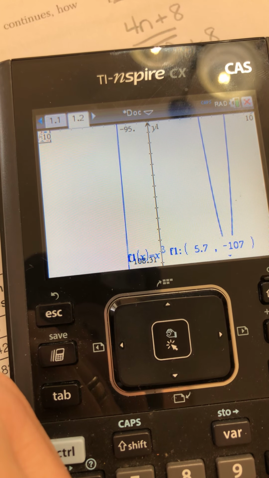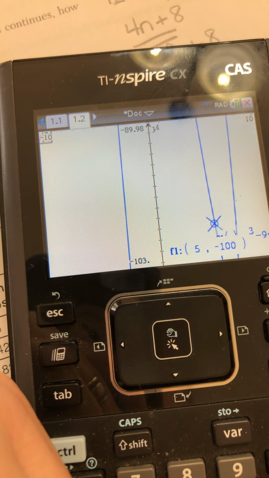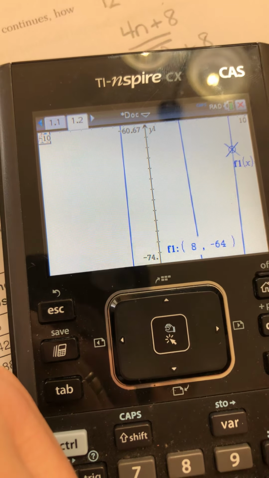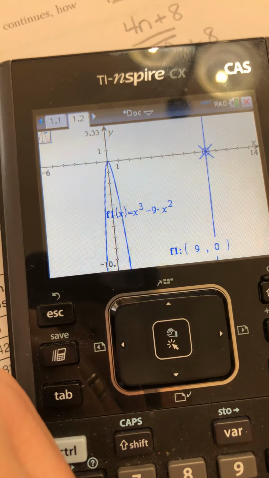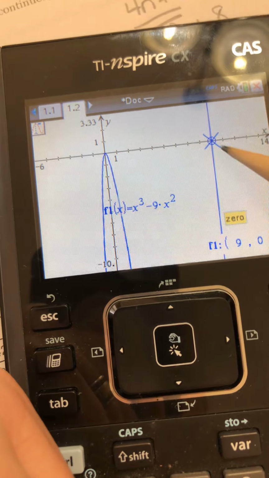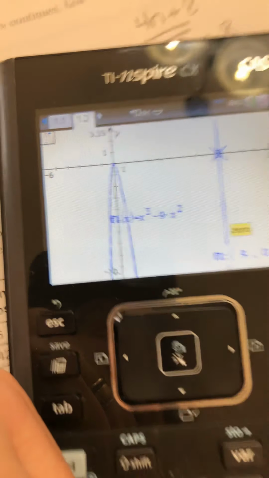What is happening? Okay, 8. Let's take a look at 8. Nope, 9. Ooh, hit the up arrow, 0. So it hits at 0 and it hits at 9. Okay, how do you do it algebraically?